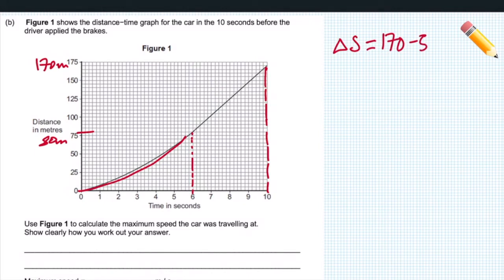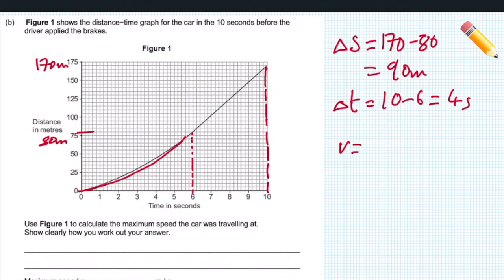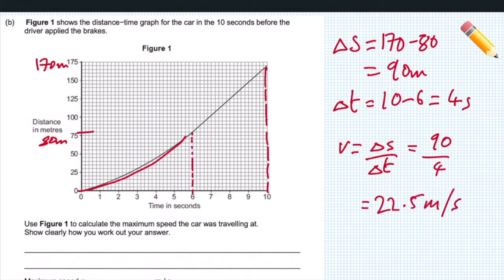So our change in distance is 170 minus 80, which equals 90 meters. Our change in time is 10 minus 6, which equals 4 seconds. And if we work out our velocity, which is our change in distance divided by our change in time, 90 divided by 4, which equals 22.5 meters per second.